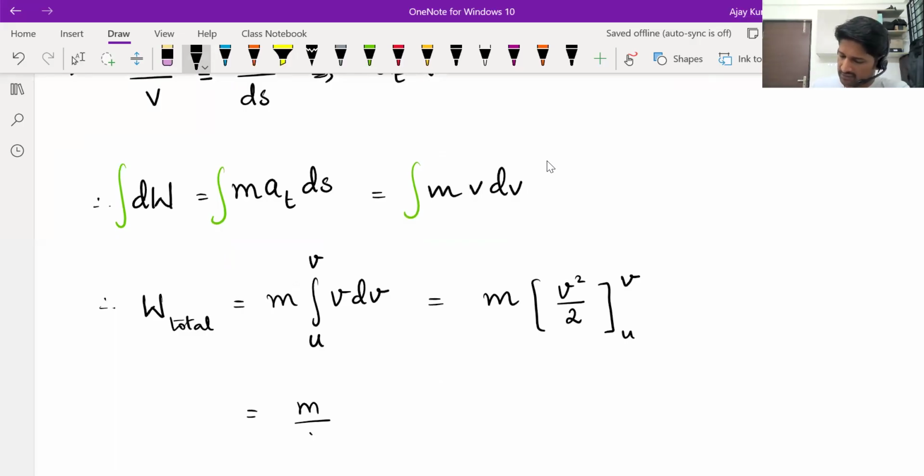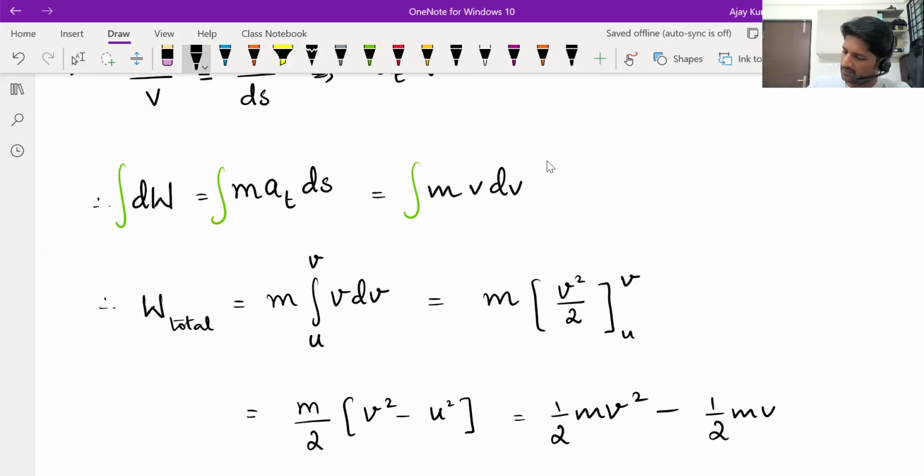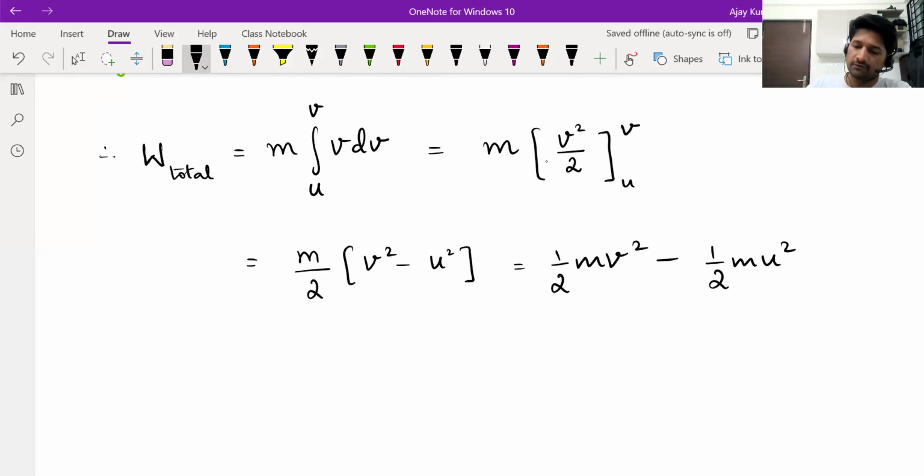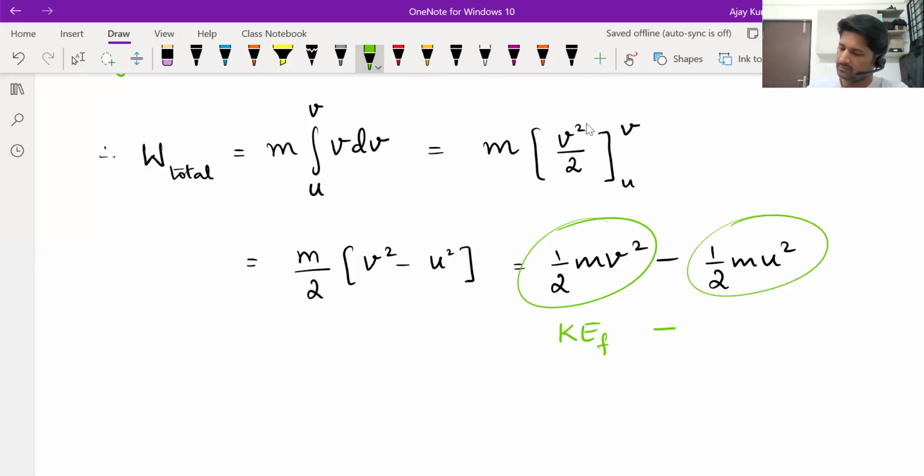m by 2 can be kept outside the bracket, and inside you will be left with v square minus u square. This is the proof. First term is half m v square, minus second term is half m u square. Half m v square is the formula for what? Kinetic energy, sir. Kinetic energy, and v stands for final speed of the object in the interval that we are interested in. So this becomes the final kinetic energy of the particle. Minus, u stands for initial speed, so this becomes initial kinetic energy of the particle.